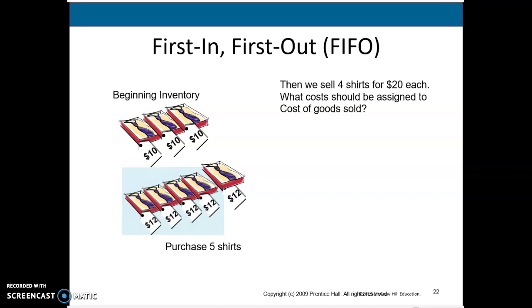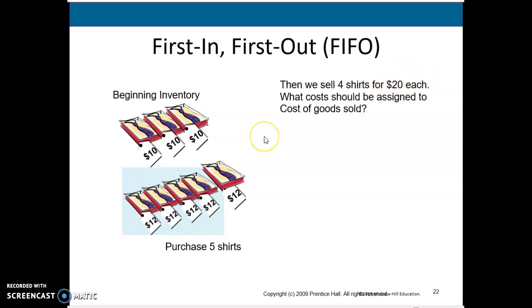Well, the first things we bought are the first things we're selling. We bought the $10 price items first. So we're going to sell them first. We're selling 4. We only have 3 of them. So we're going to sell all of those. And then we're going to go into the next cost bucket, $12, and sell 1 of those. Now remember, the sales price that we're selling to the customer, that's only to calculate sales. We're not using that for our inventory value at all.